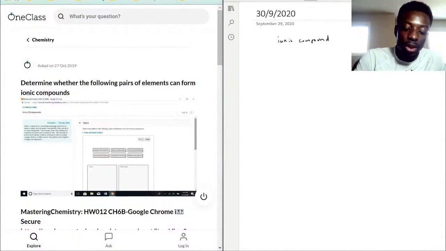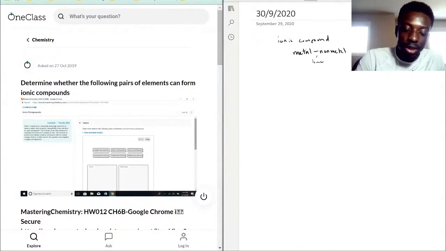an ionic compound is when a metal and a non-metal bond together. Molecular compounds are non-metal and non-metal, and that right there is a covalent bond, and this is an ionic bond.